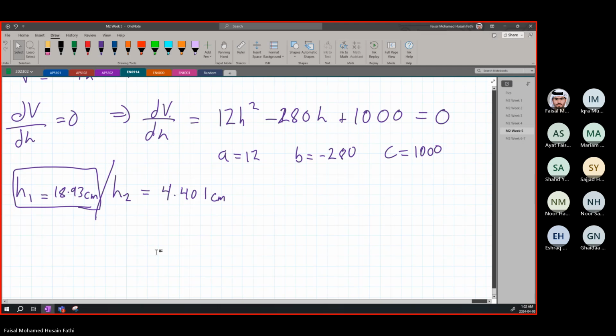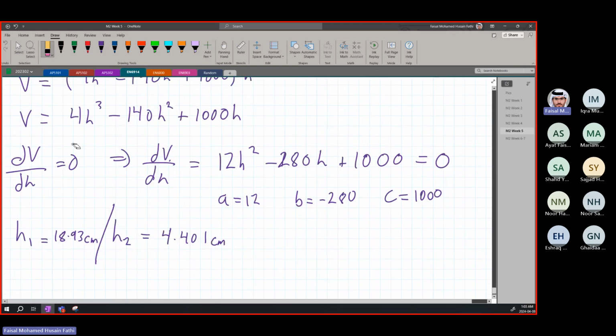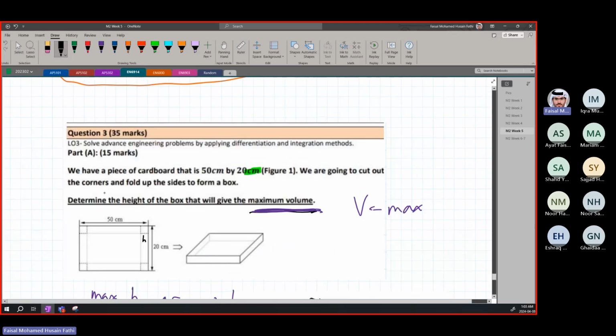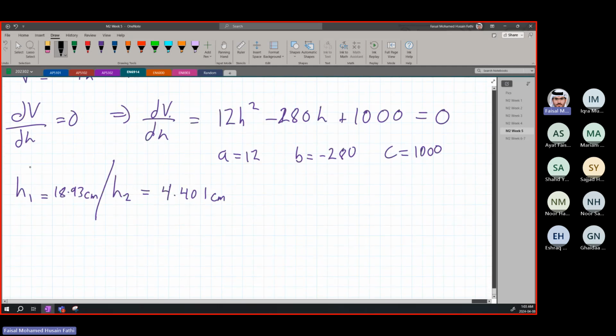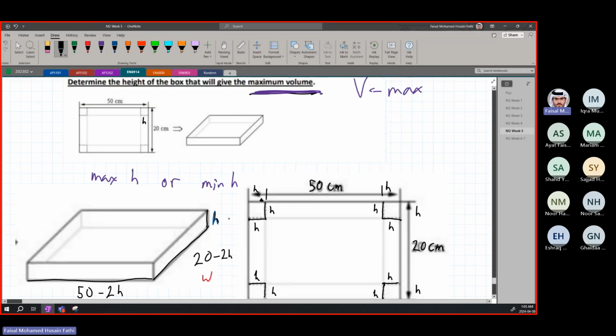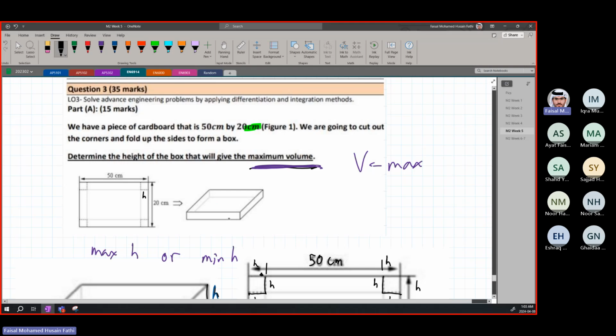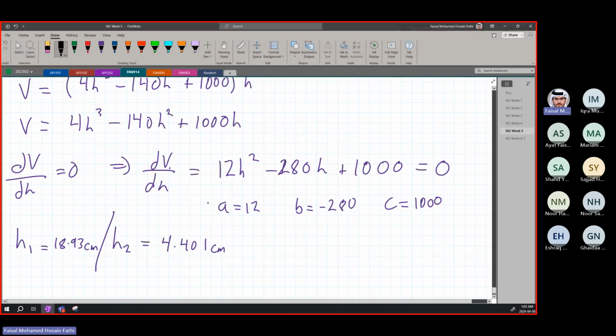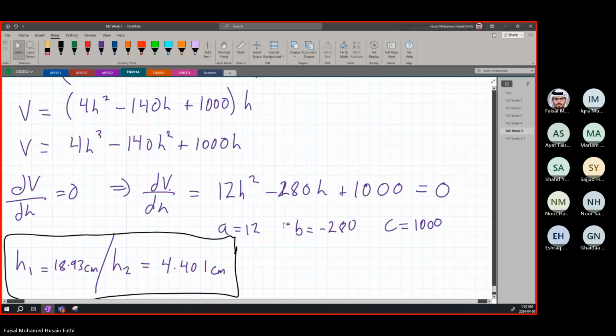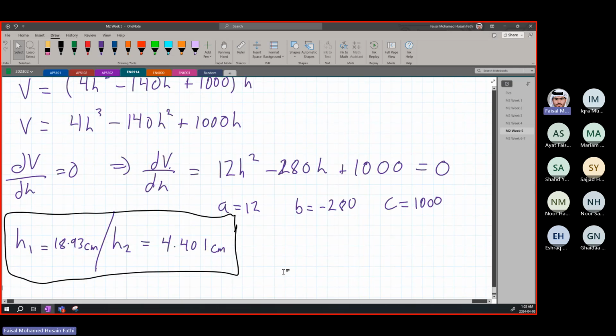Okay? Not only that actually, because we're talking about volume, if we substitute both of them, they're both going to give the maximum volume. Because he's not talking about the maximum height of the box. He's only talking about the maximum volume. So both of these H values are correct. Both of them are going to give you the maximum volume. I was talking about if he was asking for a maximum or a minimum height, but he was not asking for that. He was only asking for the maximum value. So both of these answers are going to be correct. Okay? Meaning if we cut this much or cut this much, it is going to give us the maximum volume. Is it clear?